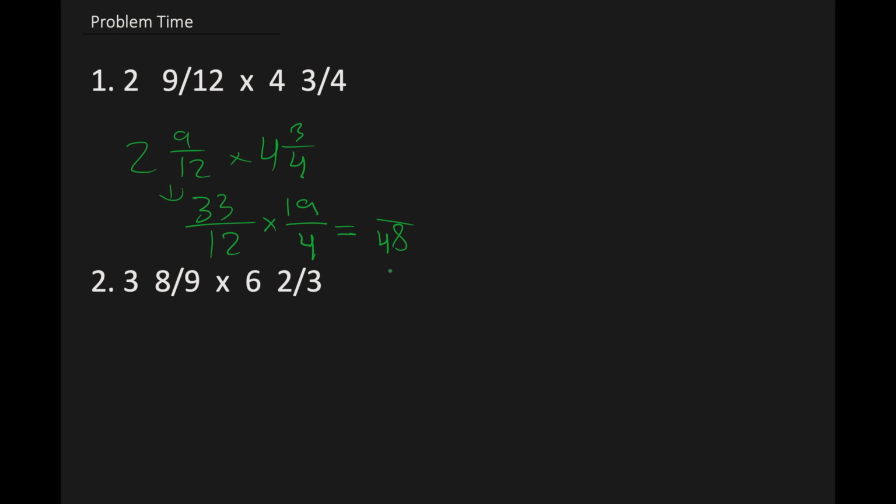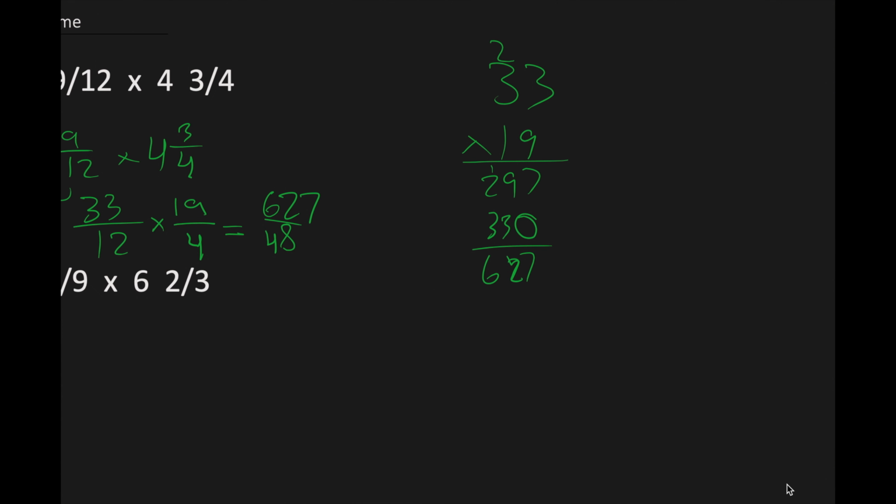And 33 times 19 is, again, a lot. So let's do that. 33 times 19 is 627. There you go. 627/48. Okay, so now let's get some more space here.